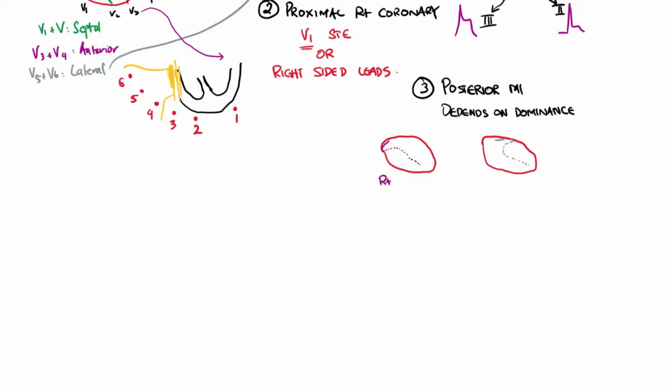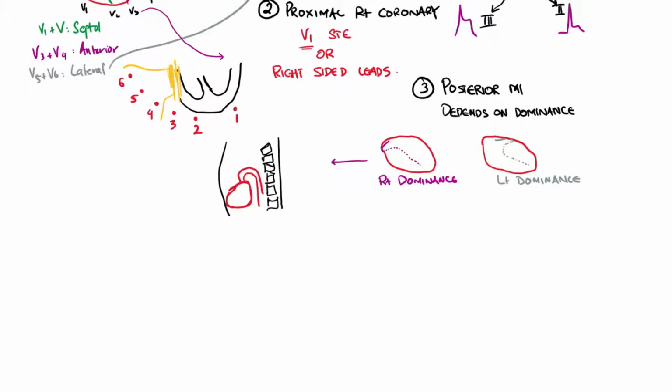So right dominance is when the PDA is arising from the right coronary. Left dominance is when the PDA is arising from the left coronary. In either case, what you are going to see are signs of posterior MI. Now, I've discussed this in a previous video. It is the fact that you have an infarct at the posterior aspect, shown in gray over here.